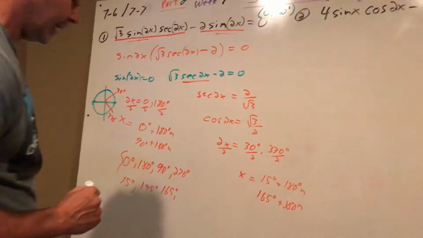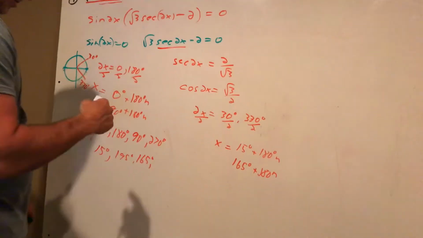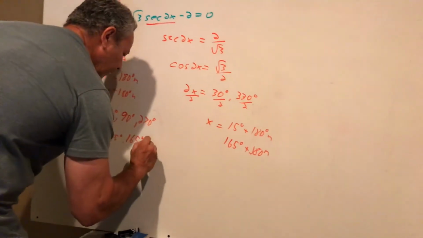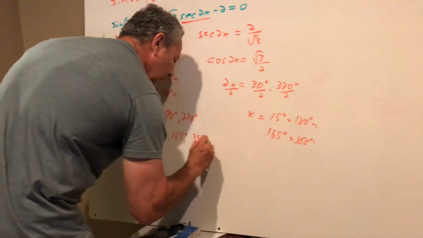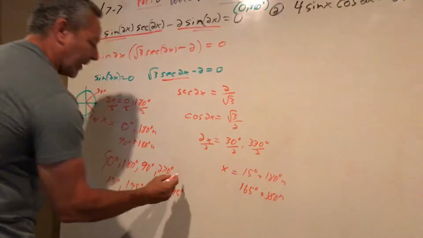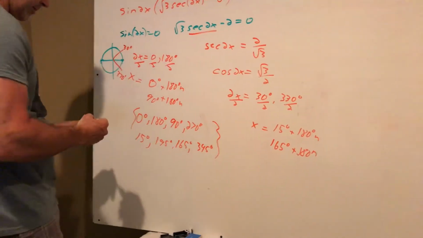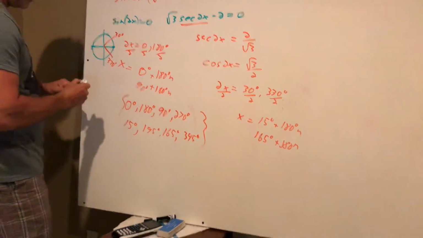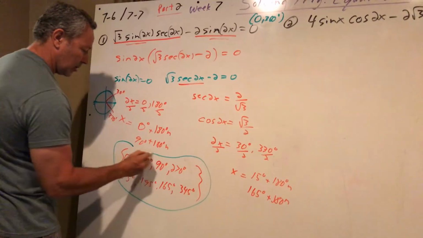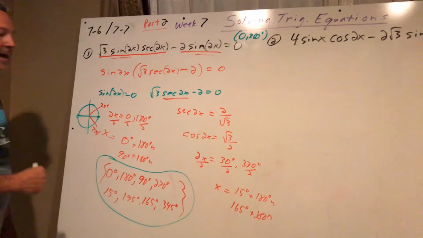I'm going to add 180 to that, that is 345, if I remember right. Hope I did that right. And if I add 180 to that, that is out of range as well. So this entire problem, those are all the answers that will satisfy the original equation up here at the top.